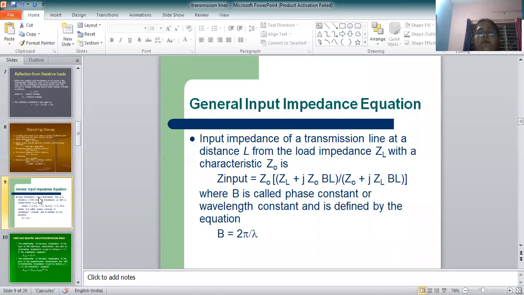Now the general input impedance equation, where the input impedance of a transmission line at a distance from the load impedance ZL with a characteristic impedance Z0 is given by this equation, where beta is called the phase constant or wavelength constant, and it is defined by this equation.